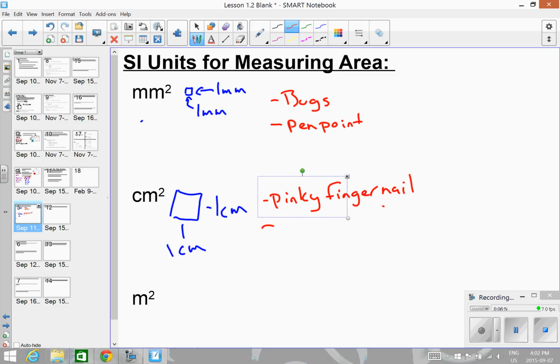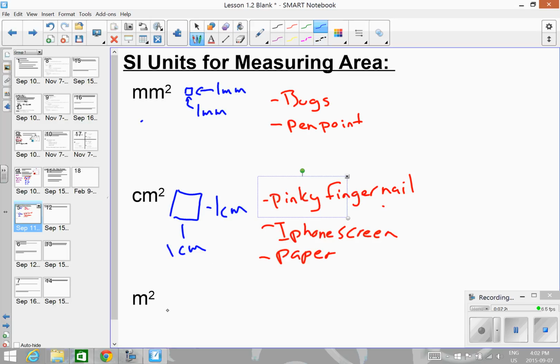And we use it for measuring things that are bigger than bugs and pen points, but still relatively small objects. So we'll use these for things like my iPhone screen, and maybe a piece of paper, depending on how big it is. All right, so normal size things.